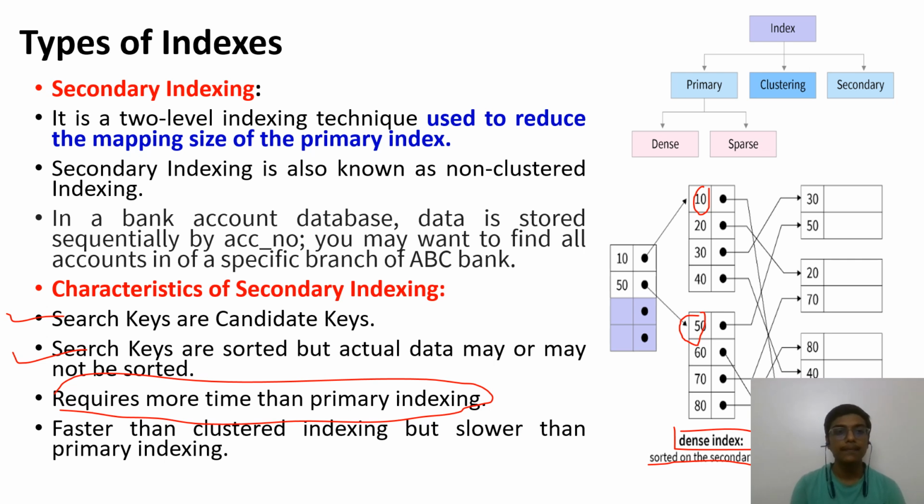Secondary indexing. It is a two-level indexing technique used to reduce the mapping size of the primary key. So these are the characteristics of secondary indexing. Search keys are candidate keys. Search keys are sorted, but actual data may or may not be sorted. Requires more time than primary indexing. Faster than clustered indexing, but slower than primary indexing.